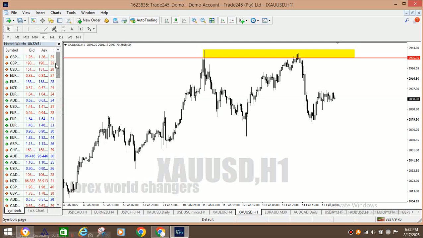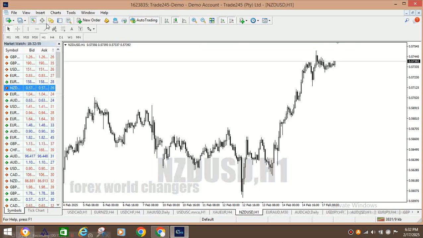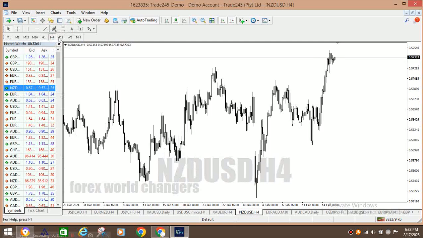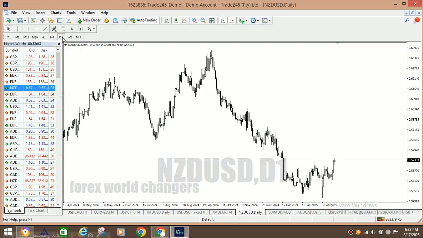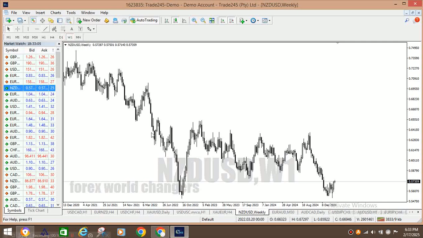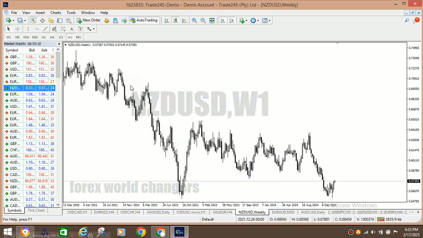Let me see what else I'm missing. I've told you about the Euro USD. The Euro USD is very important. What else? This one I remember, NZD USD. I saw this one on the daily time frame. Okay, this is on the weekly, but it's still very far. So we have this one here.